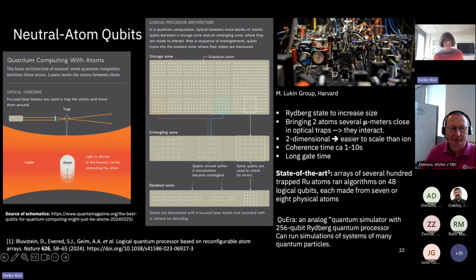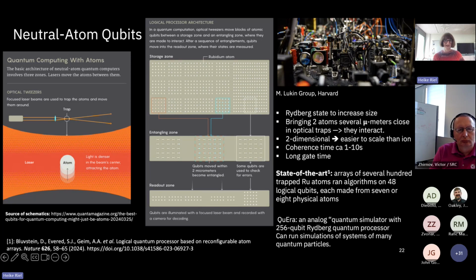Here you see a sketch which I took from Quanta Magazine. Actually, that's a very interesting article if you want to follow up on this. The advantage of neutral atoms is they also have long coherence times, but again, so far with the Rydberg blockade they also have a very long gate time. There have been some recent ideas of how to reduce that, and people are working on implementing that. So it's a very active research field.